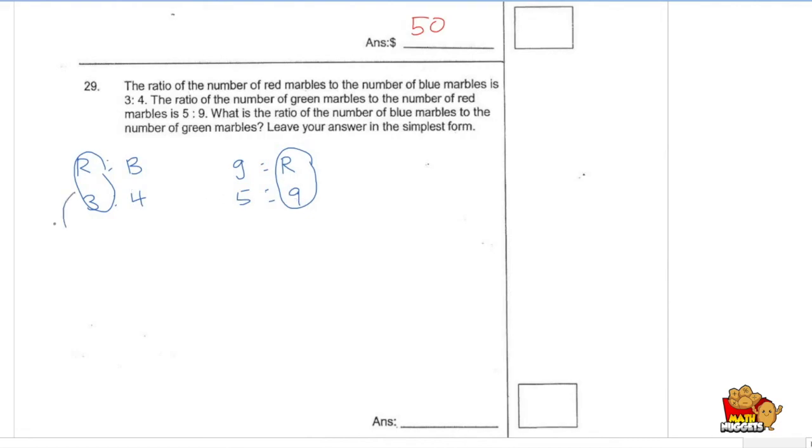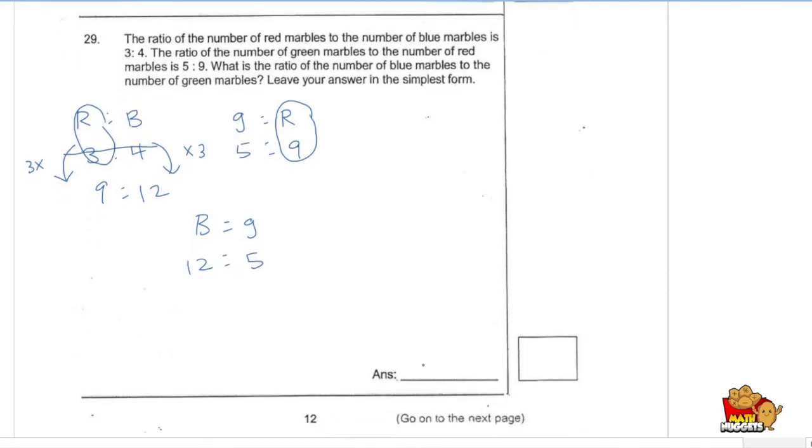So let us make sense of it by making red the same. So 3 times 3. Remember, this belongs to one set. You need to multiply the blue as well. So 3 times 3 gives me 9. 4 times 3 gives me 12. And I will just strike out the old ratio. I don't want the old ratio anymore. So now we want to find the blue to the green. We want blue is to green. Blue is 12. Green is 5. Check if you can simplify. No, we can't. So the answer is 12 is to 5.